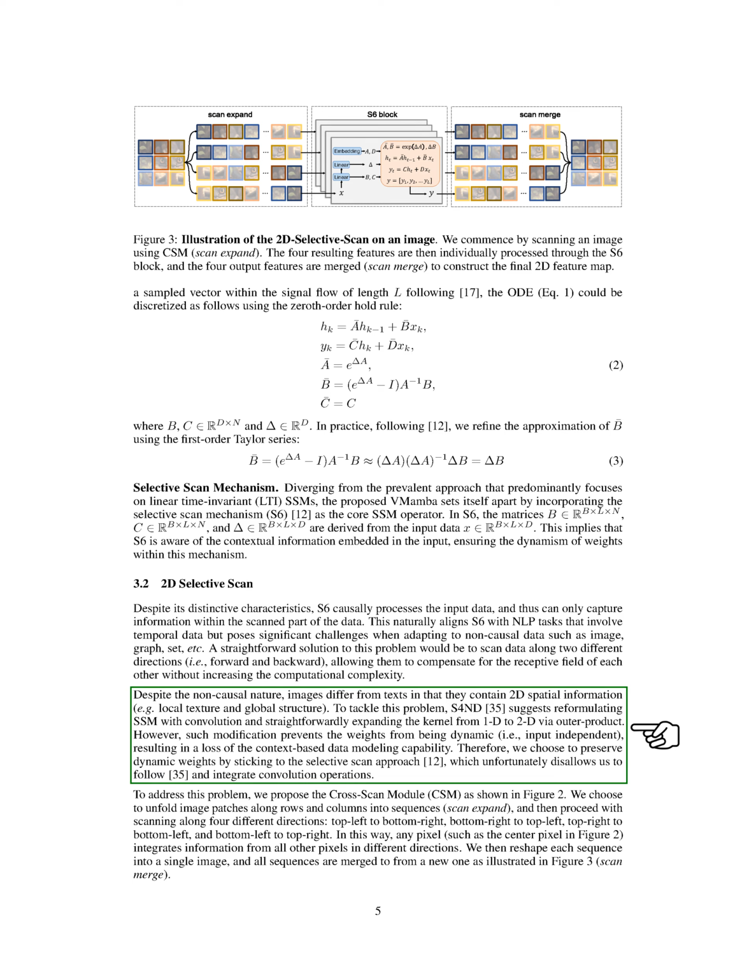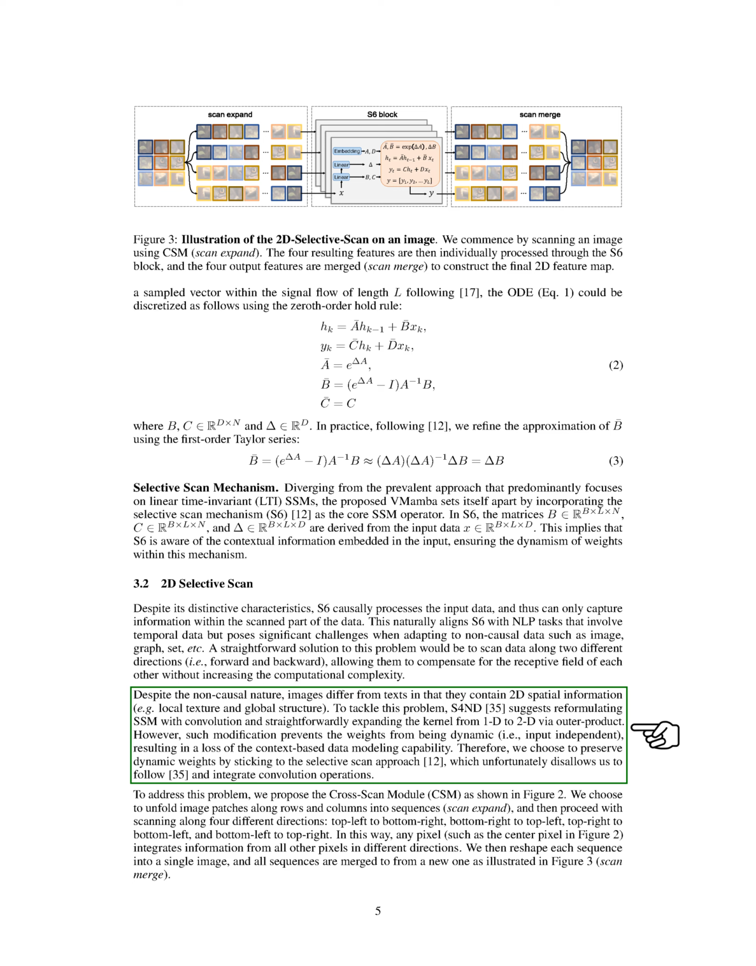Images, despite their non-causal nature, contain 2D spatial information. To address this, we propose the cross-scan module, CSM. In CSM, we unfold image patches into sequences and scan them in 4 different directions. Each sequence is then reshaped into a single image, and all sequences are merged to form a new one. The integration of S6 with CSM, referred to as the S6 block, serves as the core element to construct the visual state space, VSS, block, which is the fundamental building block of VMamba.